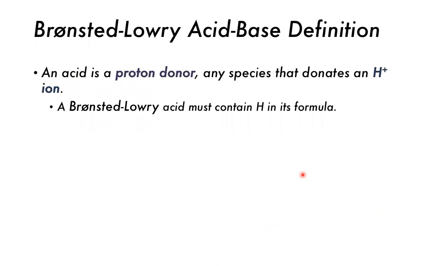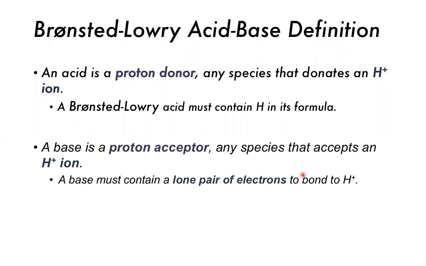So the Brønsted-Lowry acid-base definition: an acid is a proton donor, and any species that donates a proton, an H plus ion, is going to be an acid. So a Brønsted-Lowry acid must contain H in its formula, and that H must be what's called acidic or ionizable. A base is a proton acceptor, and so this is any species that accepts an H plus ion. Therefore a base must contain a lone pair of electrons to bond to H plus, or it has to have a negative charge or a lone pair of electrons. Generally, it's a lone pair of electrons.